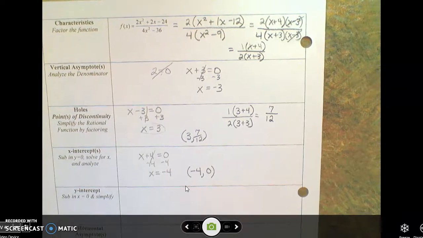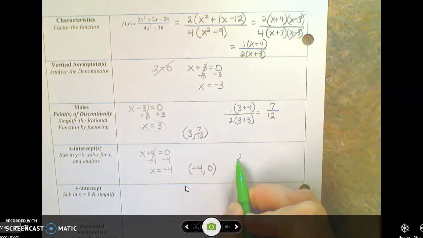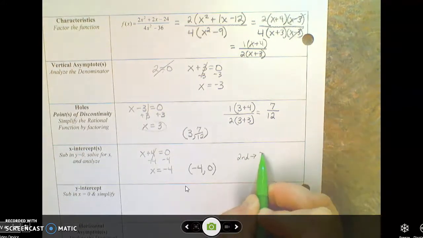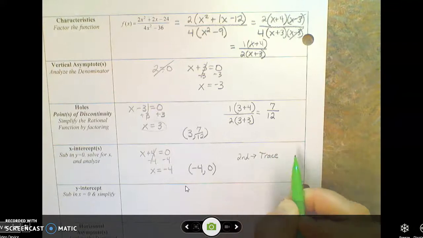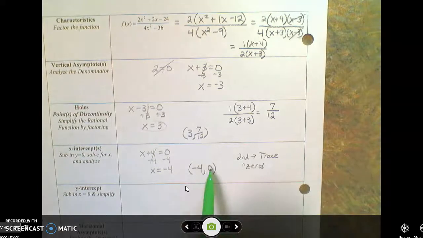You can also find these on your calculator. If you type your function into y equals and then use the second trace key and then choose zeros, you can calculate on your function where the 0 is, which is really the x-intercept.